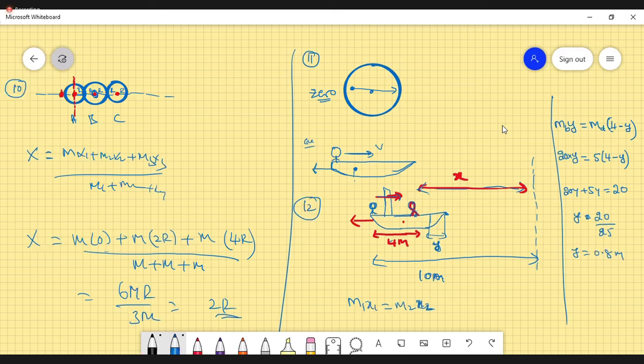What is y? y is the distance moved by the boat. If the boat were exactly at this point, then this point would be 6 meters. But the boat has also moved y distance. So what is the total distance from here to here? 6 plus y, which is 6.8. Therefore x equals 6.8 meters. Hope you understand.